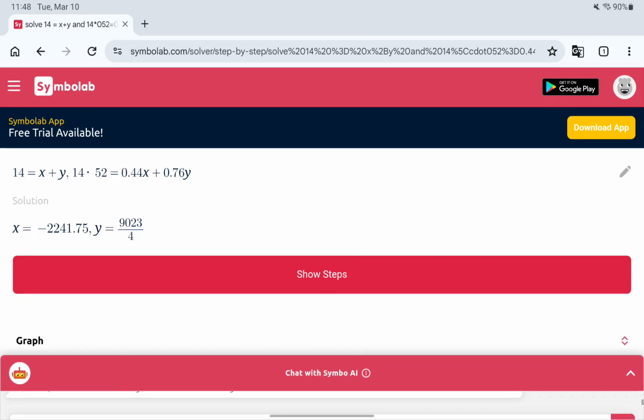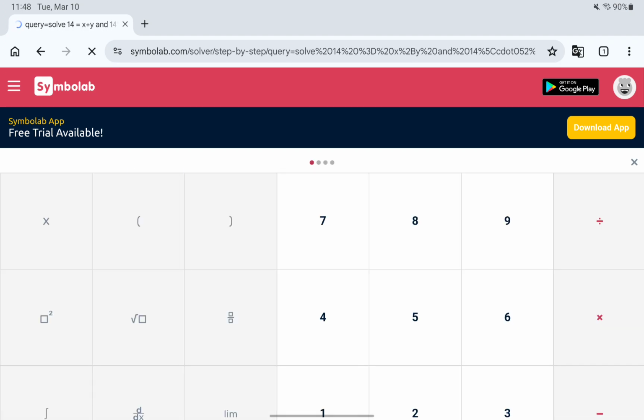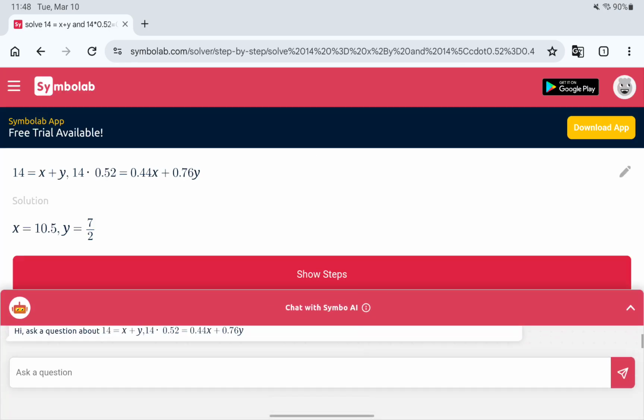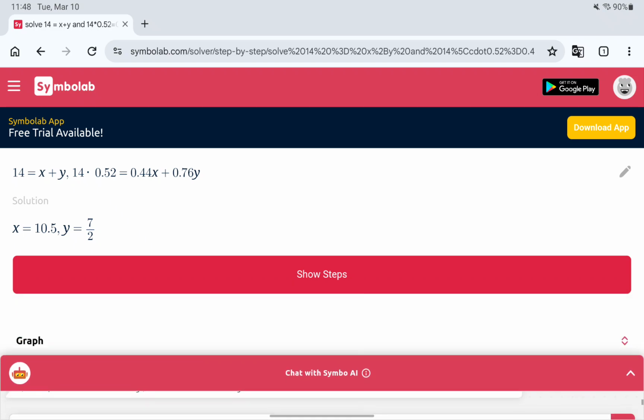And I can see that I've got a mistake in my two equations. If I look at that second equation, it says 14 times 52. That's not what I want there. That should be 0.52. I just missed that decimal place. So it's always a good idea to check that input or that statement that Symbolab thinks it's evaluating. And then what we come up with is the correct solution.